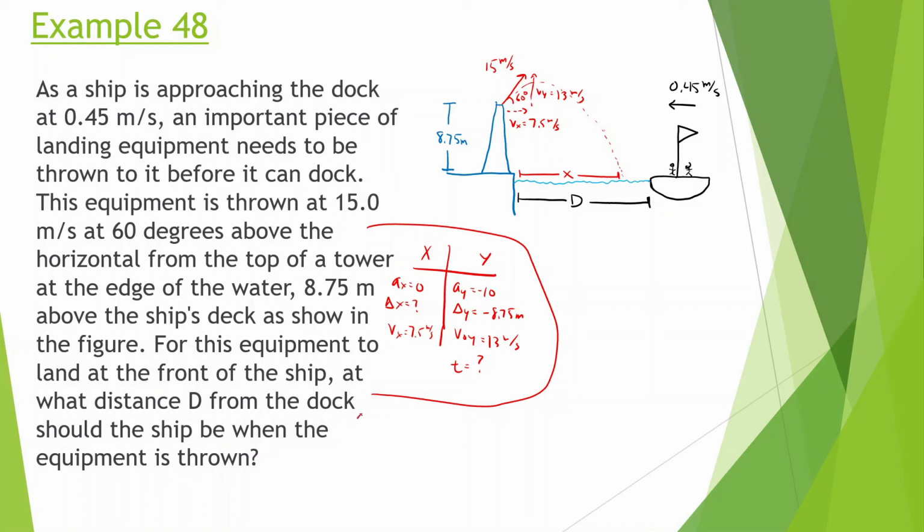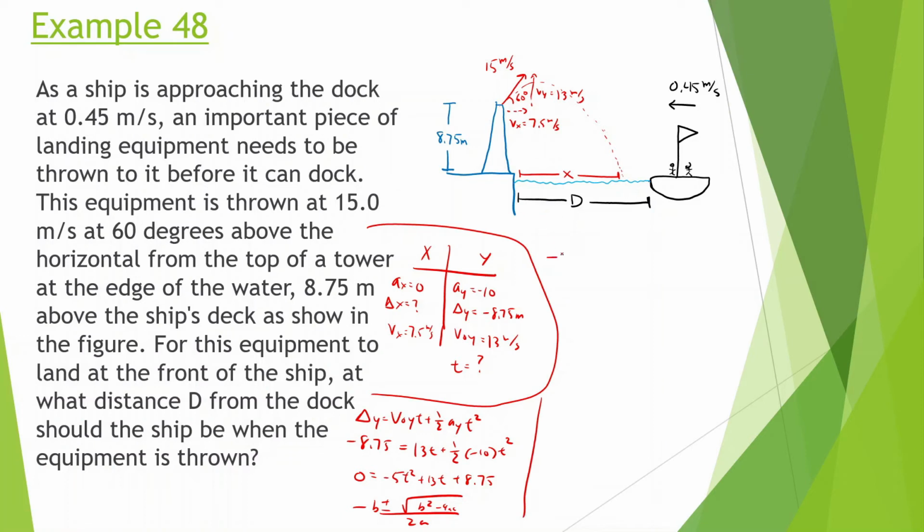So displacement in the y is equal to V initial y t plus 1/2 ay t squared. This is going to be -8.75 is equal to 13t plus 1/2 times -10 t squared. And you should see, okay, we're going to need to use the quadratic formula to figure this out. So 0 is equal to -5t squared plus 13t plus 8.75. And then -b plus or minus the square root of b squared minus 4ac, divided by 2a. So let's figure that out.